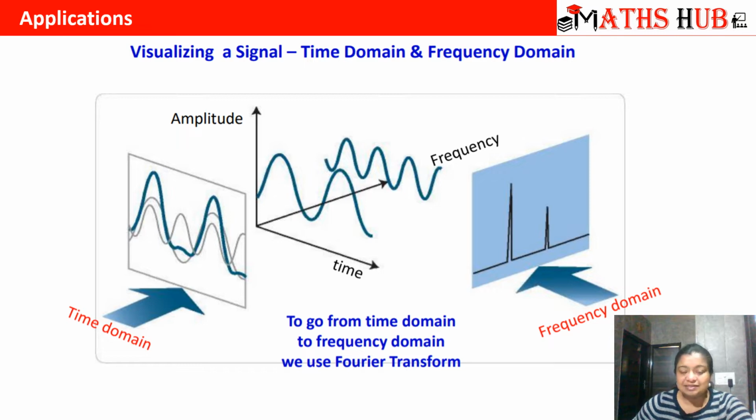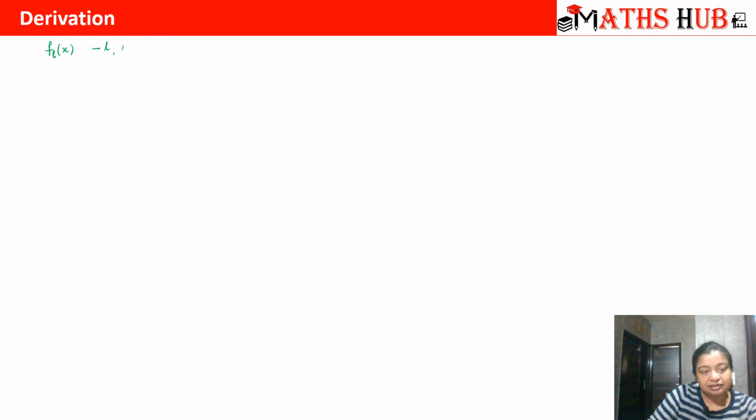Now let us see how we get the Fourier transform from the Fourier series. I will request you that if you haven't watched my videos on Fourier series, do watch them, because the Fourier transform is derived basically from the Fourier series. So let us do the derivation and see how to get it. We assume that there is a function f_L(x) in the domain minus L to L.